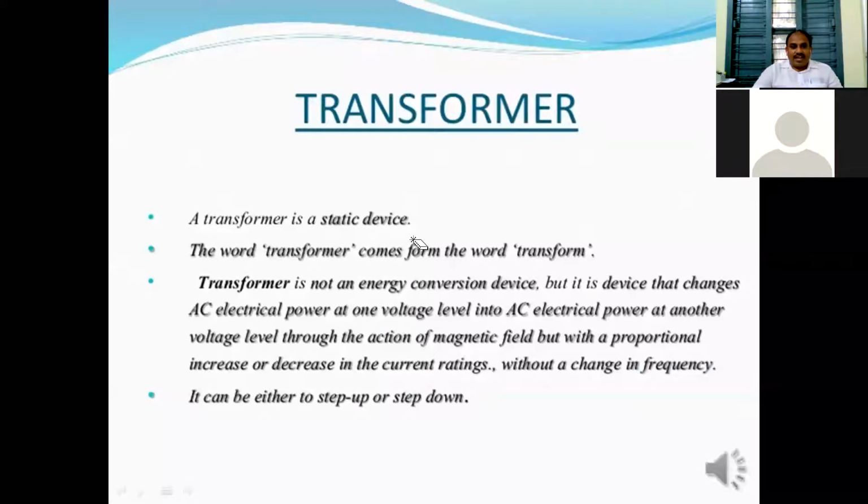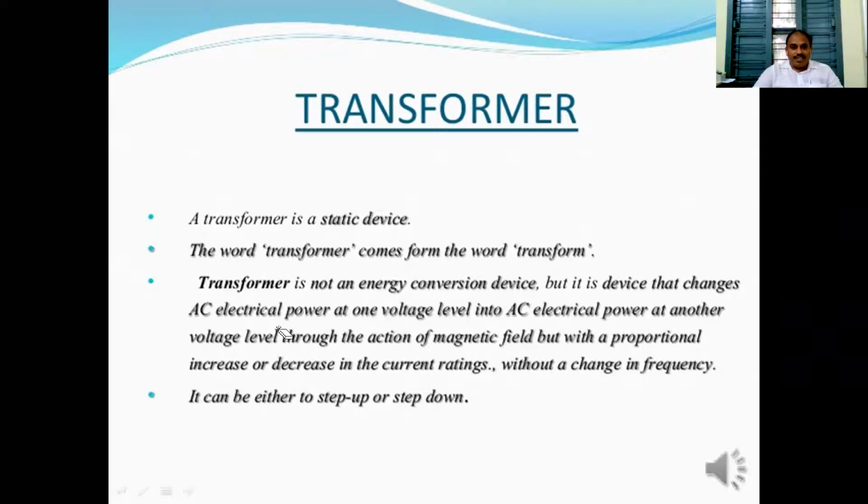So a transformer is a static device. The word transformer comes from the word transform. Transform means change, voltage change. So here voltage change occurs. If you give some value of voltage, that voltage may increase or decrease in the transformer. So this is not an energy conversion device.